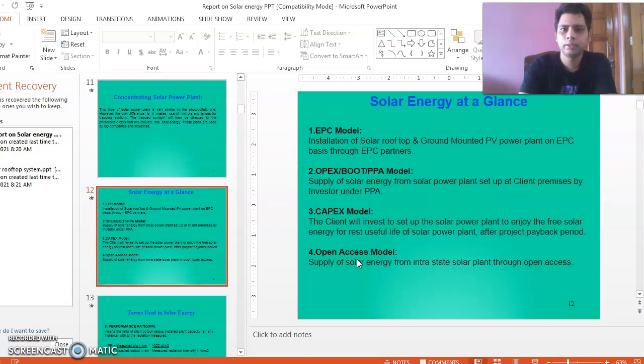Solar energy at a glance. Let's have a look at the system. EPC model: the company which gets the contract, designs the system, and does the installation and commissioning work on a turnkey basis is the EPC partner company.